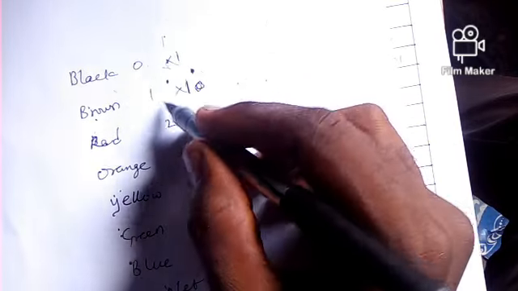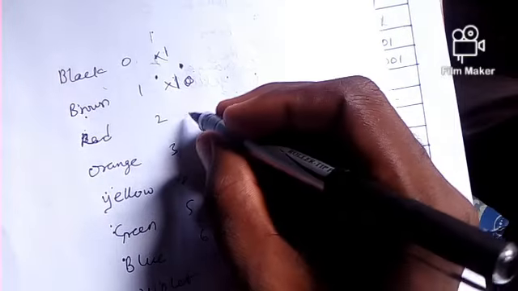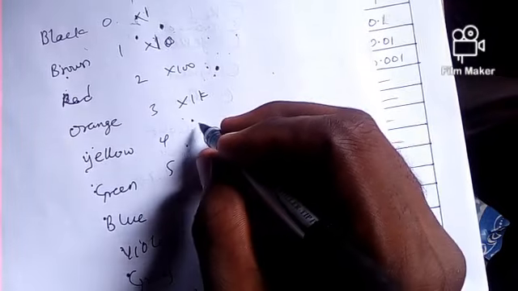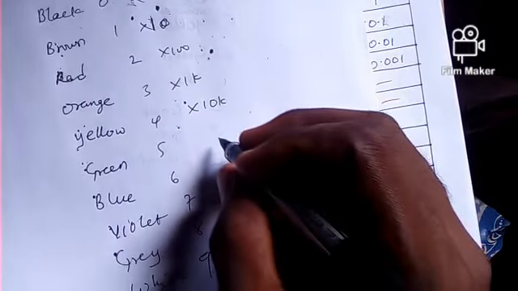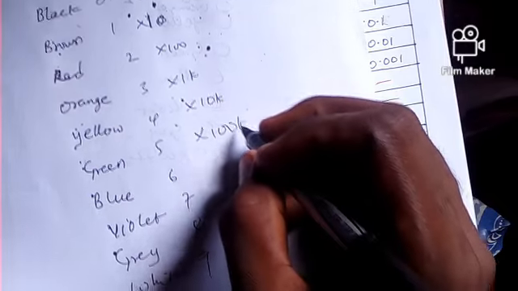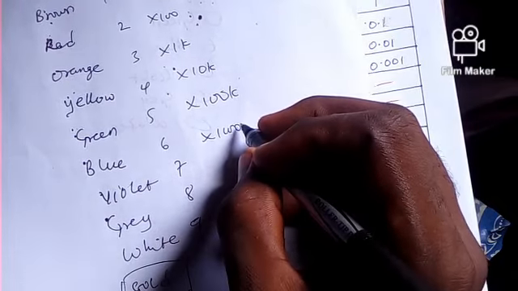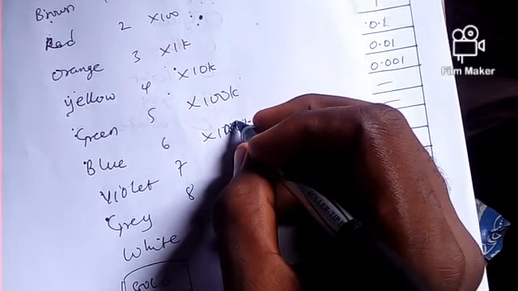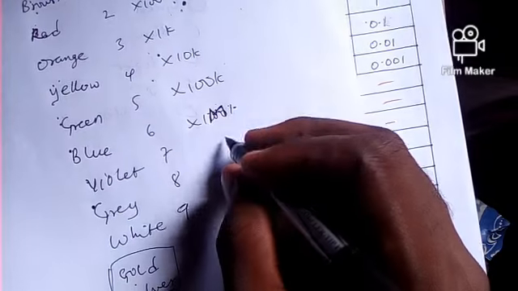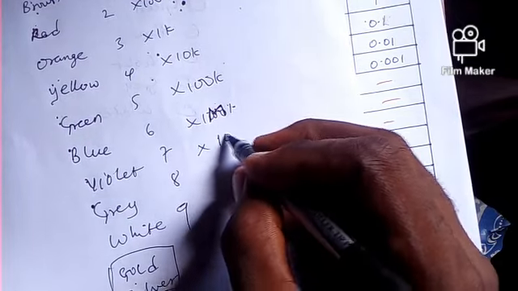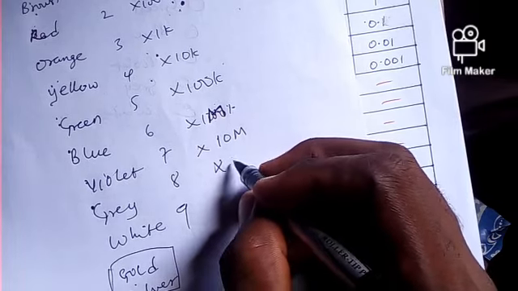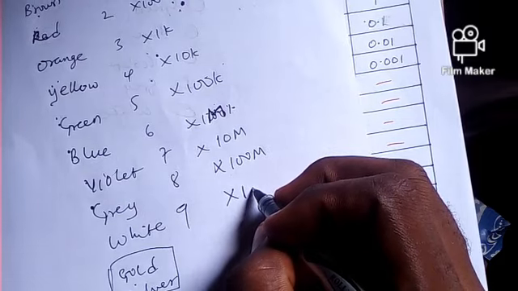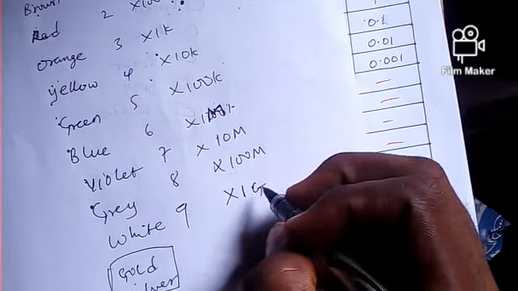If you have black, you multiply by 1. If you have brown, you multiply by 10. If you have red, you multiply by 100. If you have orange, you multiply by 1000, 1k. If you have yellow, you multiply by 10k. If you have green, you multiply by 100k. If you have blue, you multiply by 1000 times 1000. You know what that is. You have 1 million, so 1M, and if you multiply by violet, you have 10M. If you're multiplying by gray, you have 100M. And if you're multiplying by white, you are having 1000M, which is 1 gig.